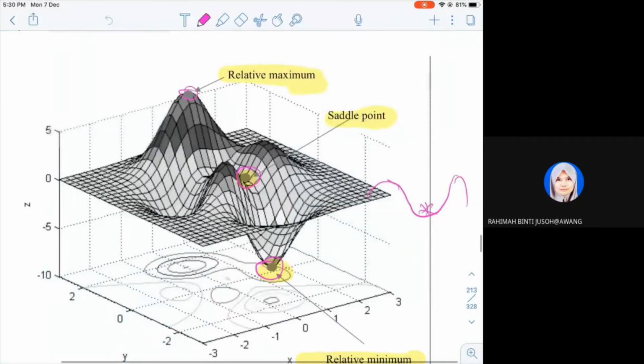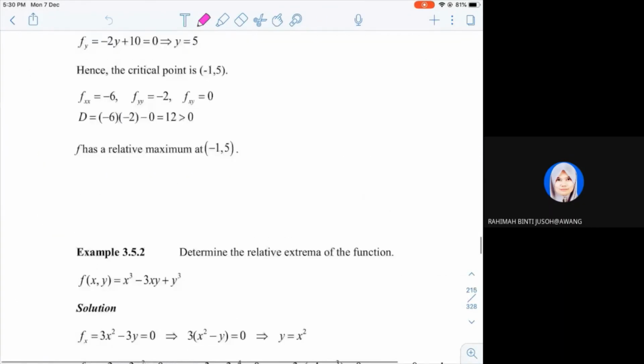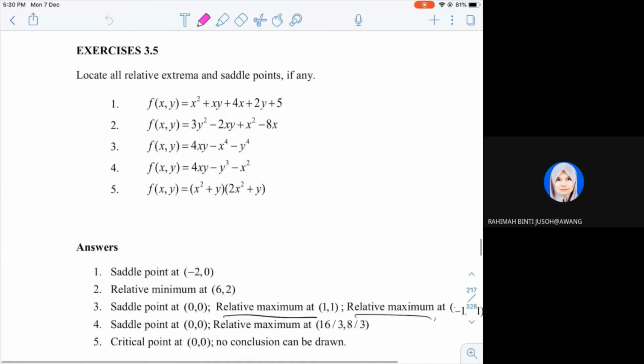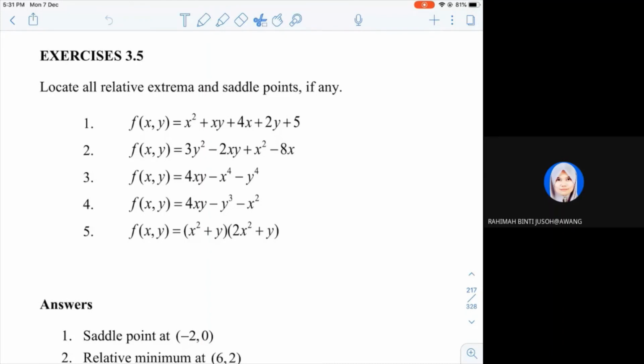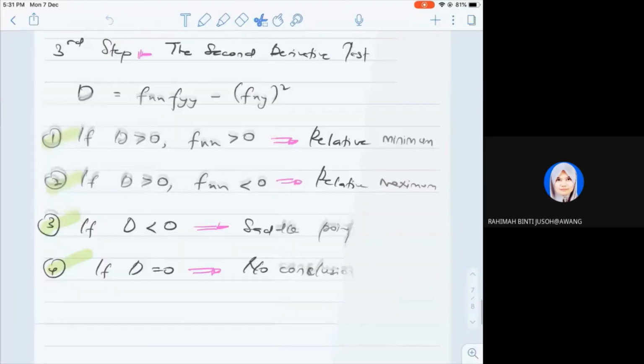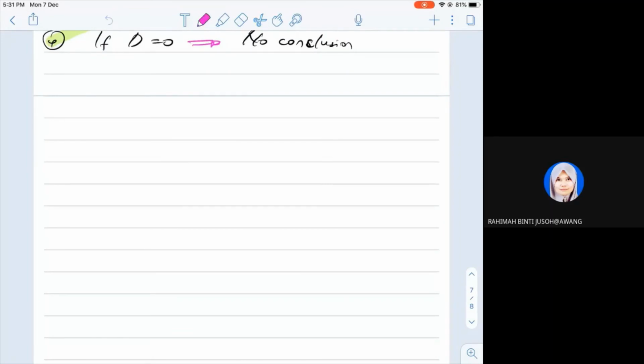Now let's take a look at the exercise. Exercise 3.5. Which question do you want me to do? Pick one question. Number 5. Okay, question number 5. Exercise 3.5, question number 5.